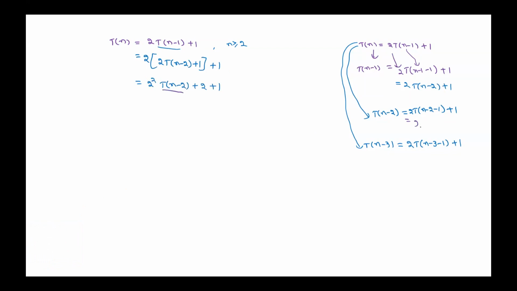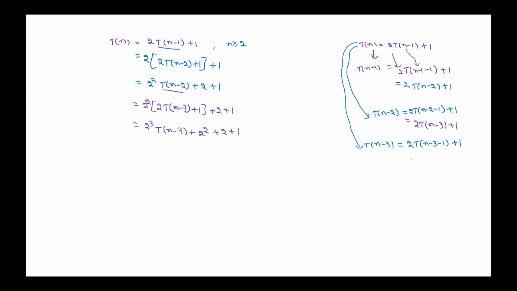This is the same as 2 times T of n minus 3 plus 1. So in place of that, we can write that now. 2 times T of n minus 3 plus 1 plus 2 plus 1. So it is the same as 2 cube T of n minus 3 plus 2 square plus 2 plus 1.